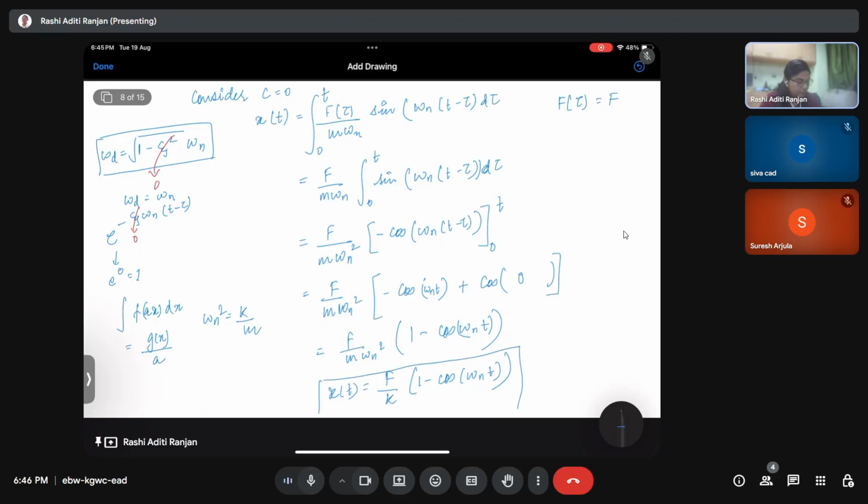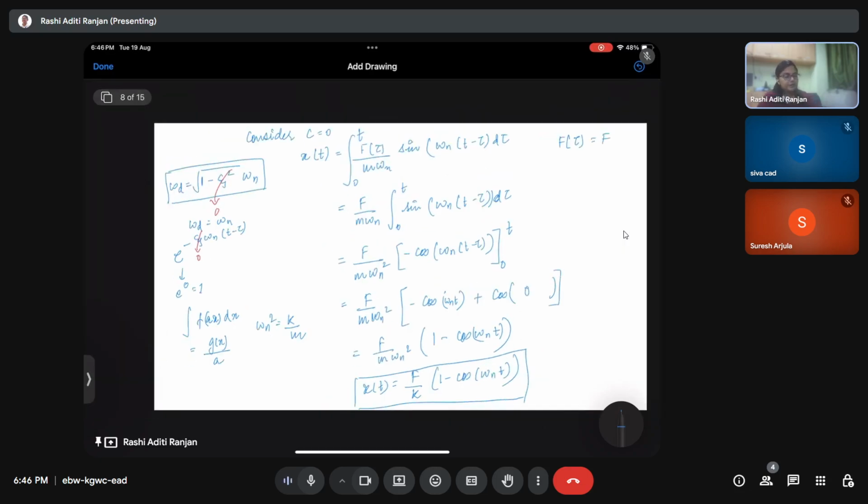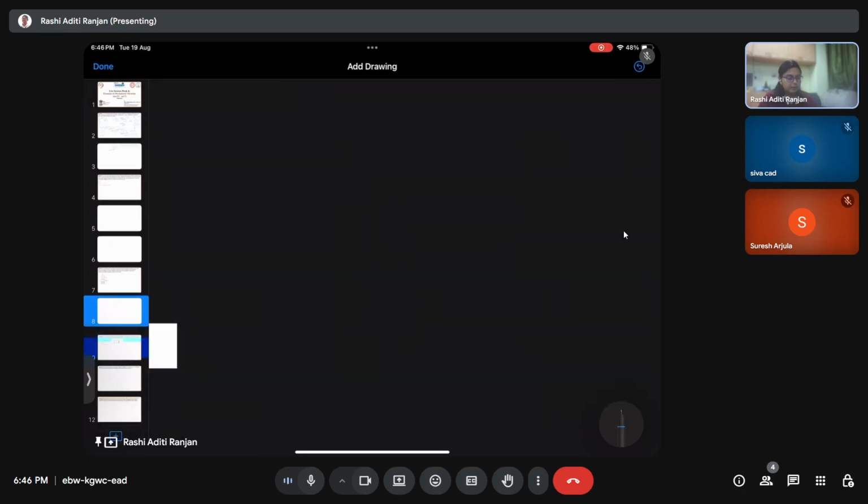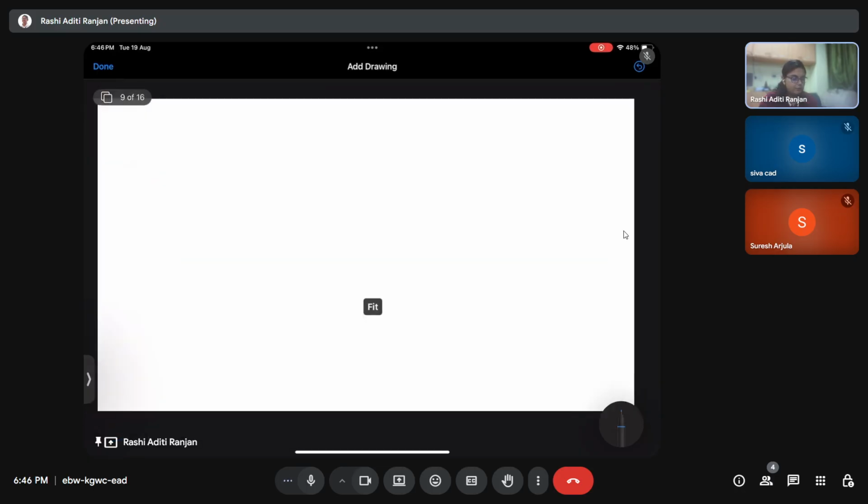So this is going to be our solution. I hope this is clear. It was very simple, just a simple integration. Now, further, if I consider the damping, what is going to happen?